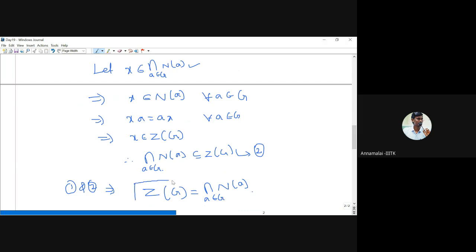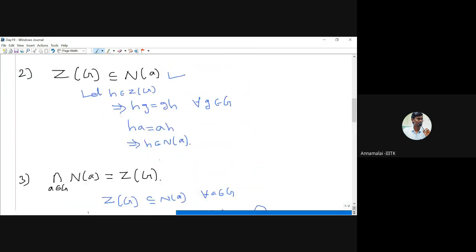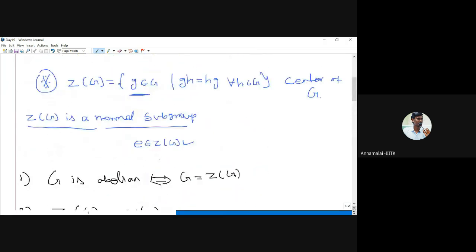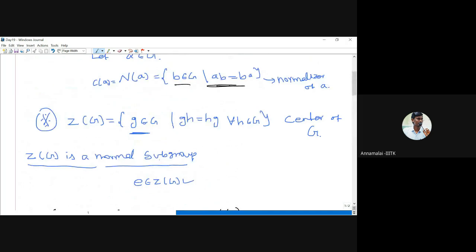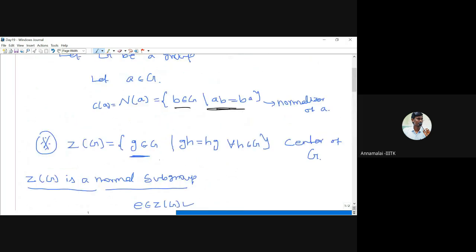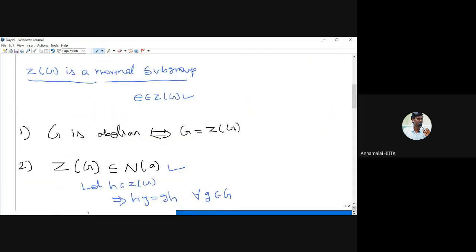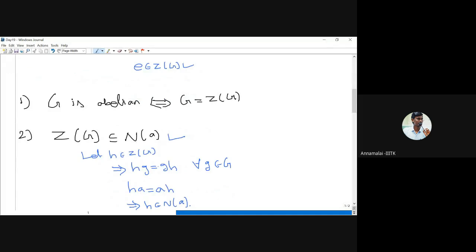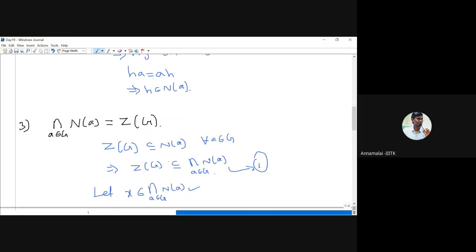It's very important. These two subgroups are very important. One is the normalizer or centralizer of A, another one is the center of the group G. So the relation between N of A and Z of G is that Z of G is always a subset of N of A, but we can write Z of G as the intersection of all N of A. So it's very important.